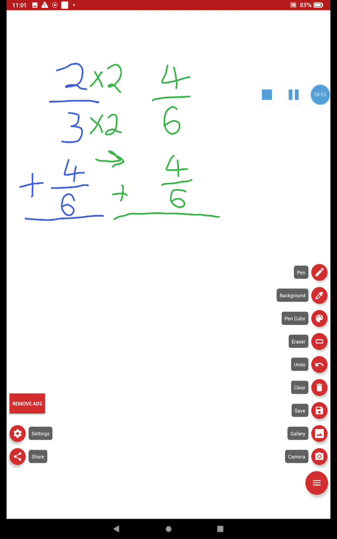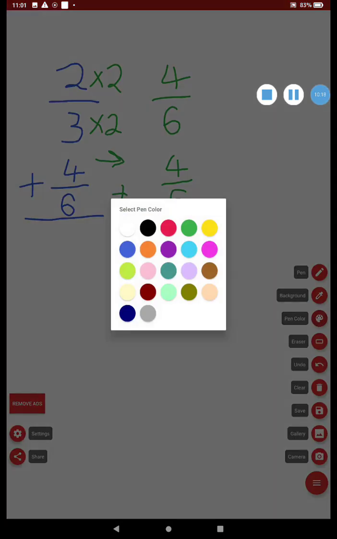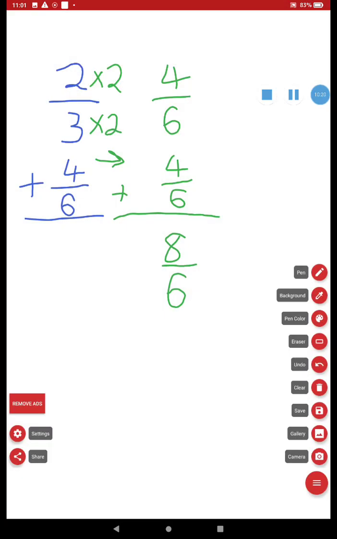Now I have 4/6 plus 4/6. When I'm adding, after I've got a common denominator, the denominator stays the same. And now I add those numerators together. 4 plus 4 is 8. Uh-oh, 8/6 is an improper fraction. So now I need to convert it into a mixed number.